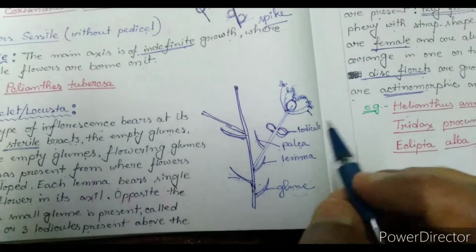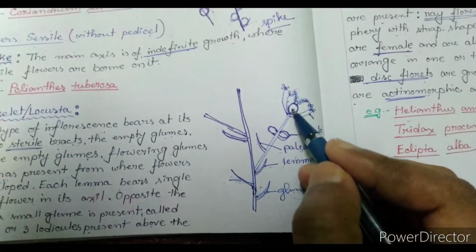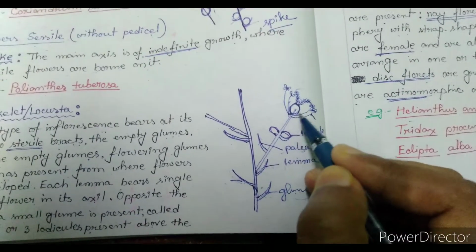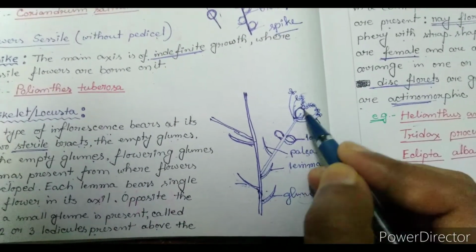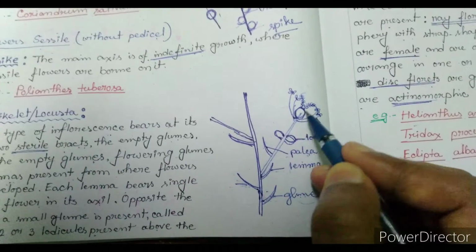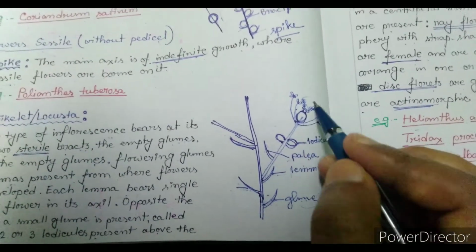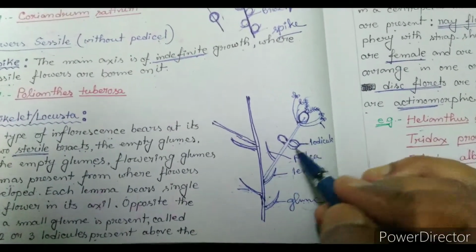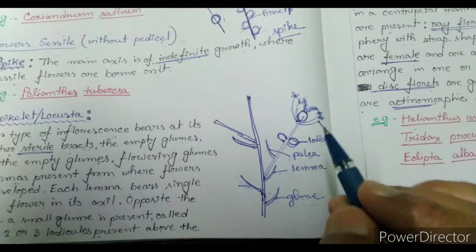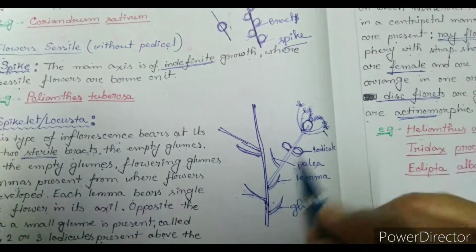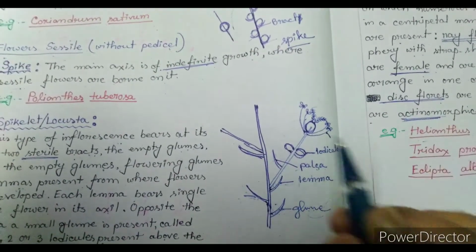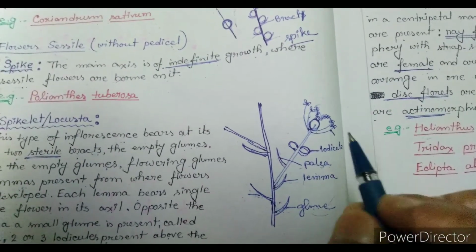Okay, and the apical part bears male and female flowers, because this is the apical part, we know, and this is the male, meaning the anther, and this is the female flower. So this type of inflorescence is present in Oryza sativa, Cymose, Triticum. Oryza sativa is rice, Triticum aestivum is wheat, and Cymose.